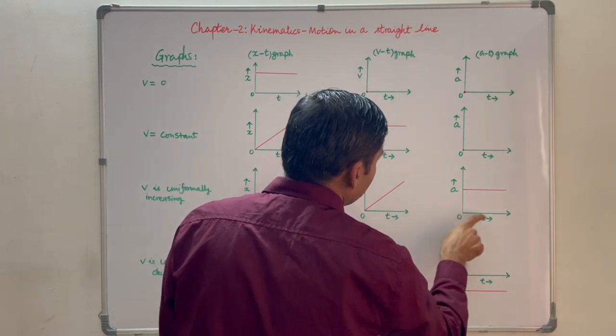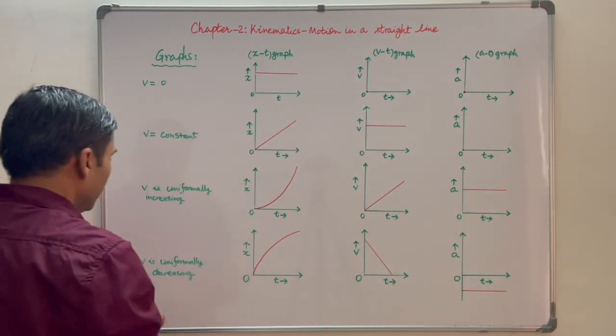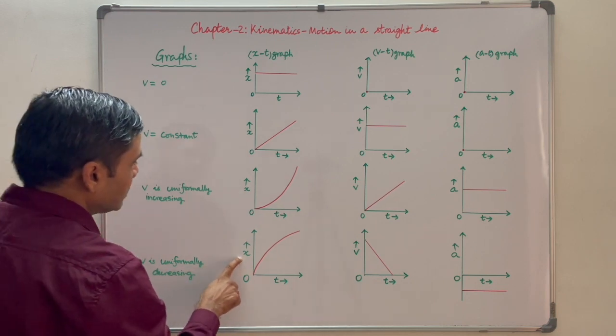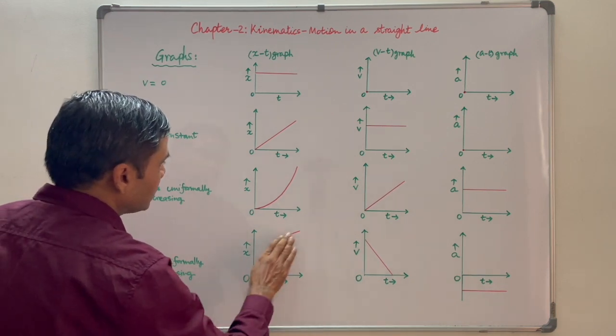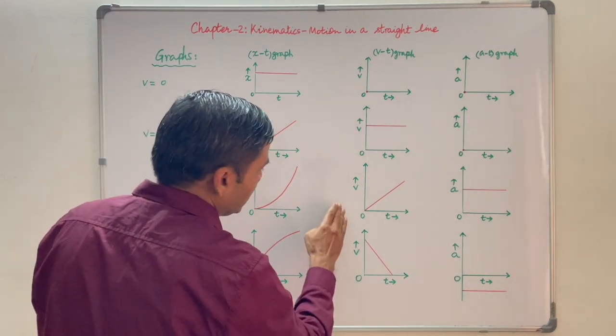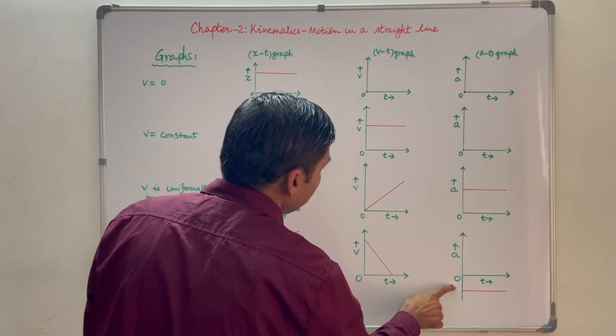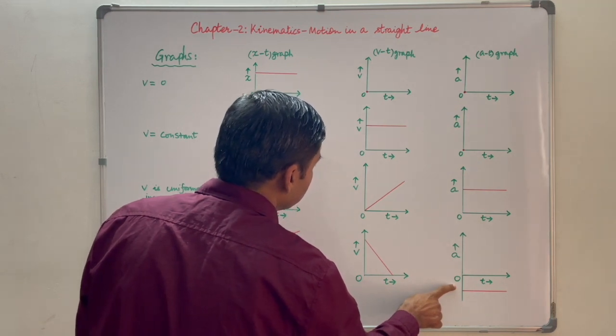this curve will be parallel to the x-axis. When v is uniformly decreasing, the XT graph will be like this, and the VT graph will be slanting like this, and in the AT graph, in this case, a will be negative, meaning retardation.